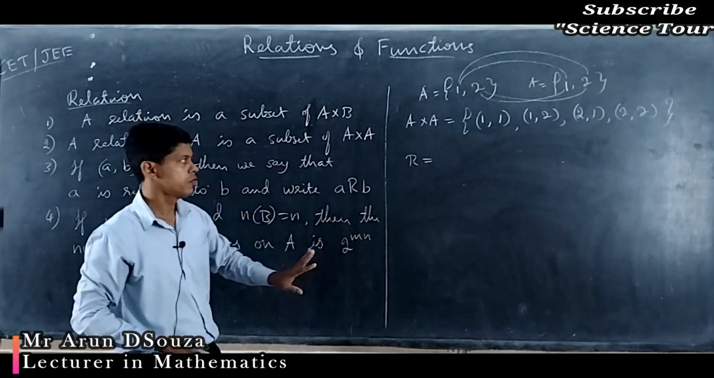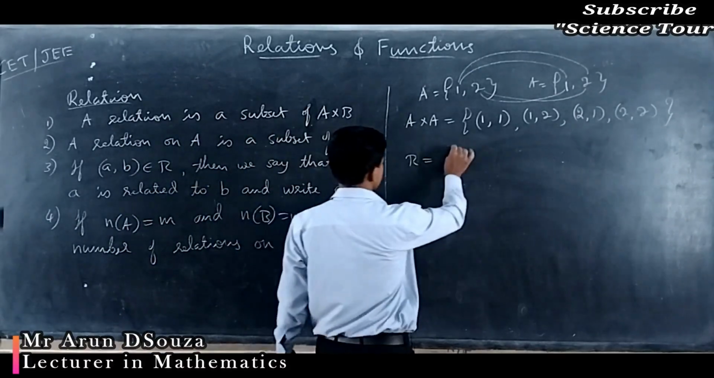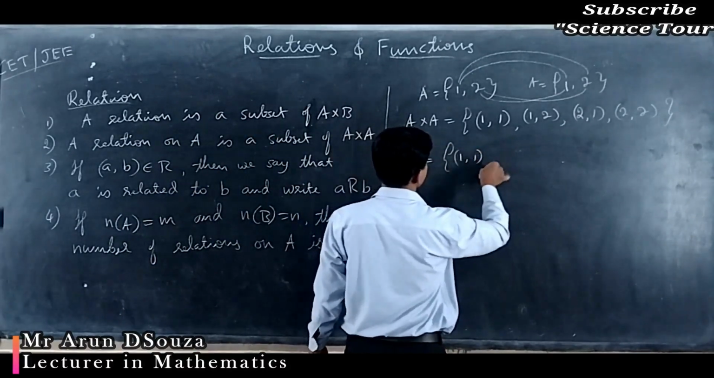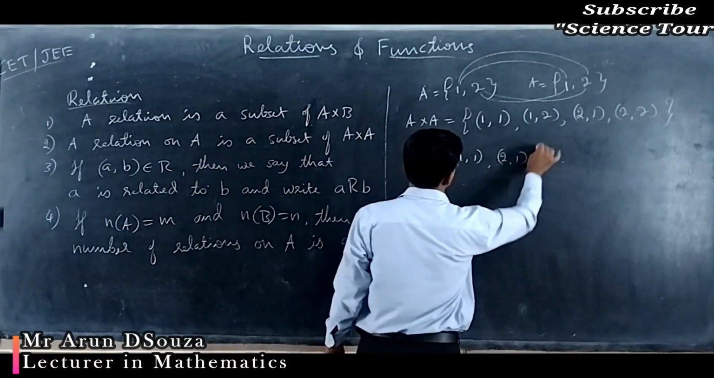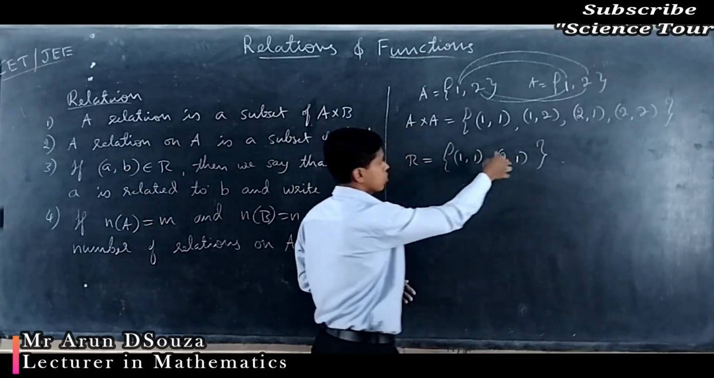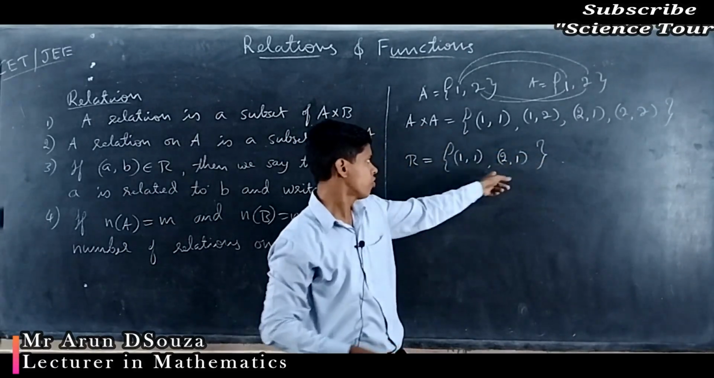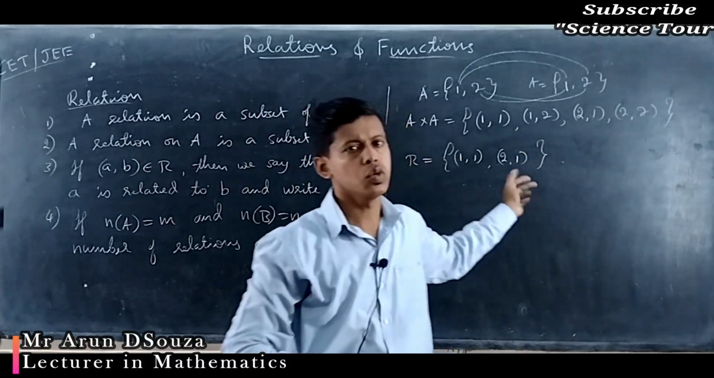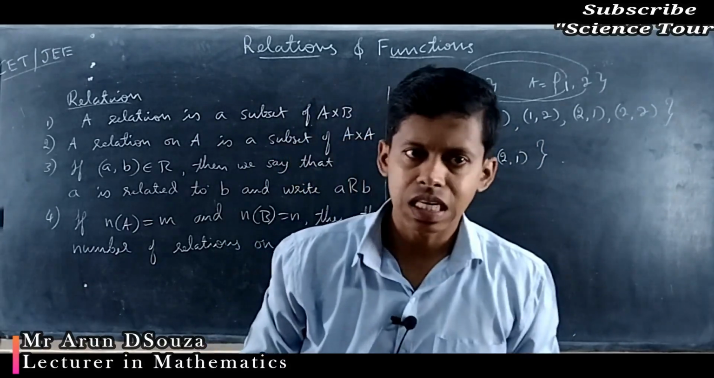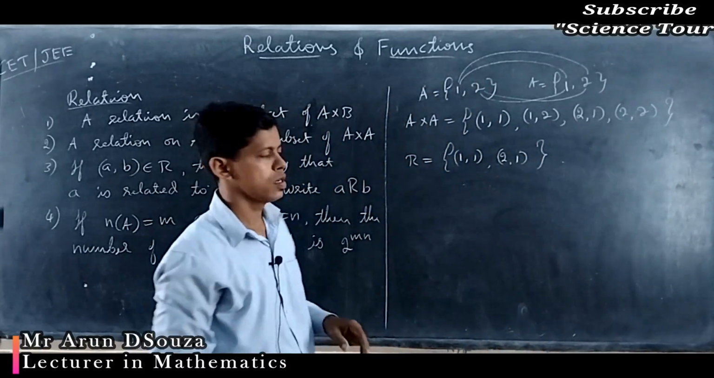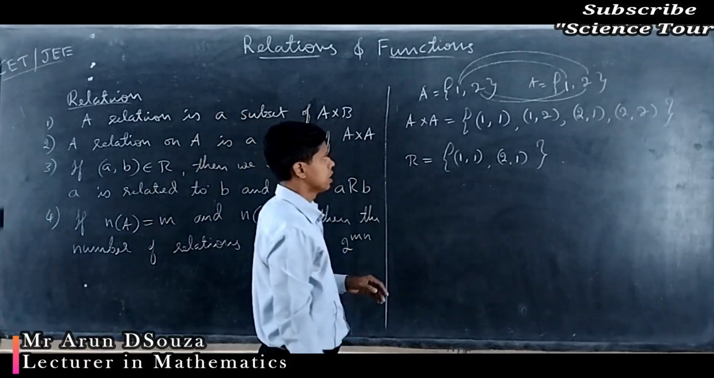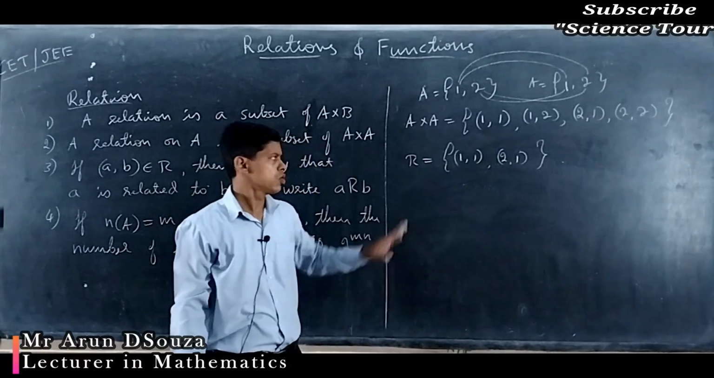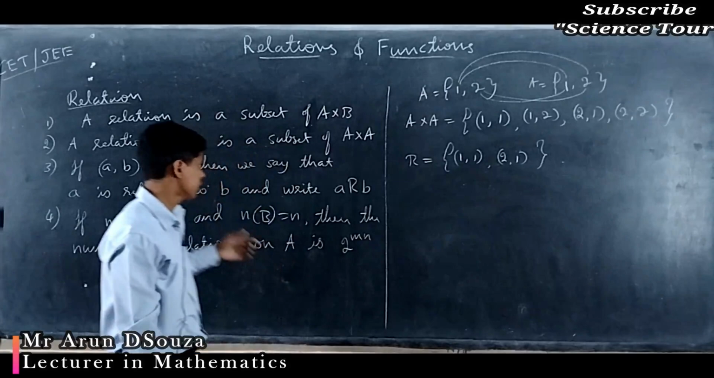Now a relation, I can just write (1, 1), (2, 1), or I can add one more or delete one more. You can write all the 4, you can just write 1, you don't have to write any. Even the empty set is a relation. So that is about this point.